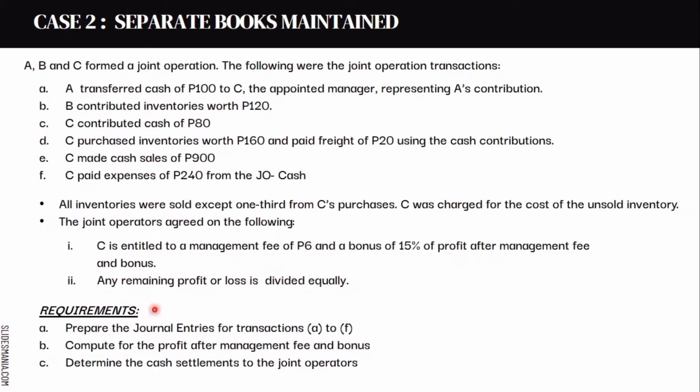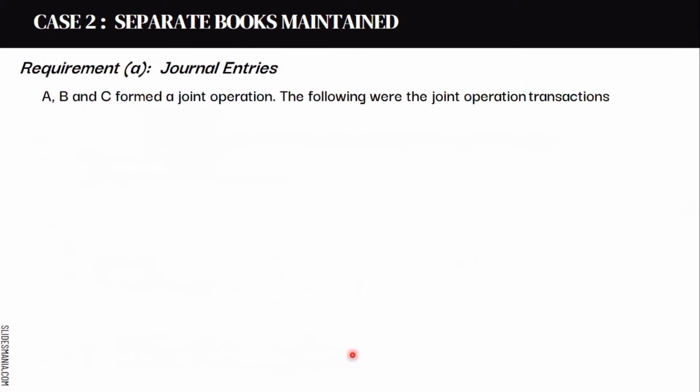So requirements natin, requirement A, prepare the journal entries for transaction A to F. Requirement B, compute for the profit after management fee and bonus. Requirement C, determine the cash settlements to the joint operators. So requirement A tayo. A, B, and C form a joint operation. The following were the joint operation transactions.